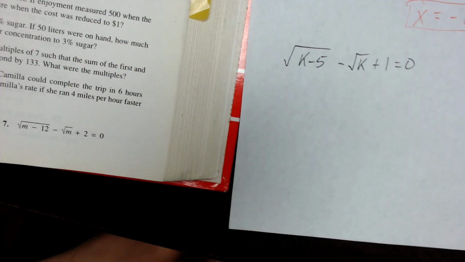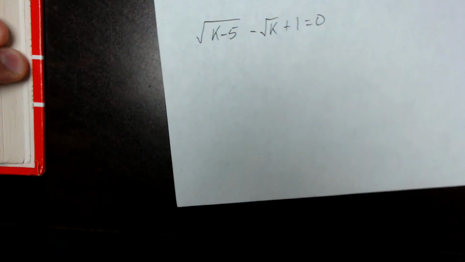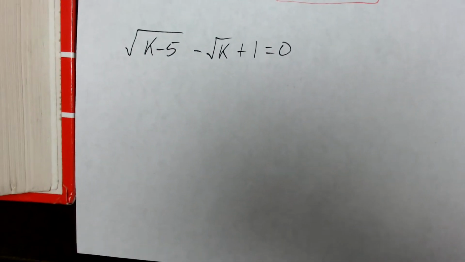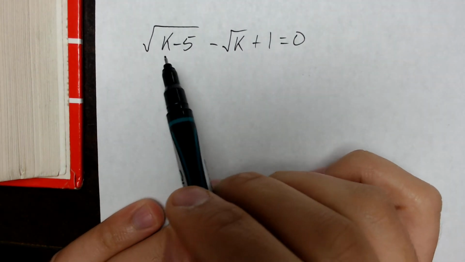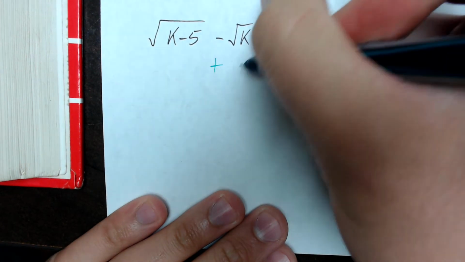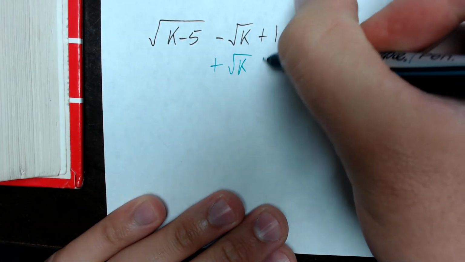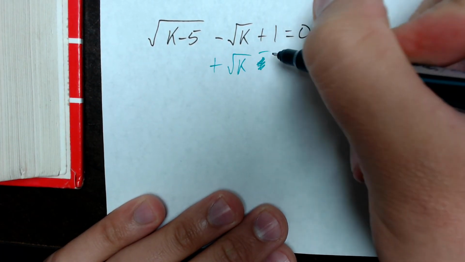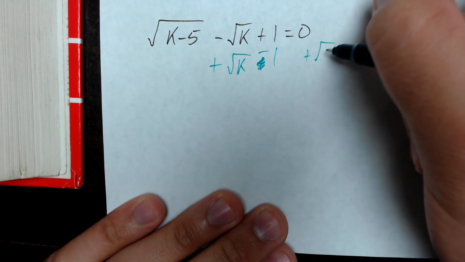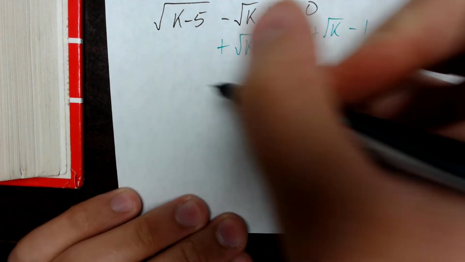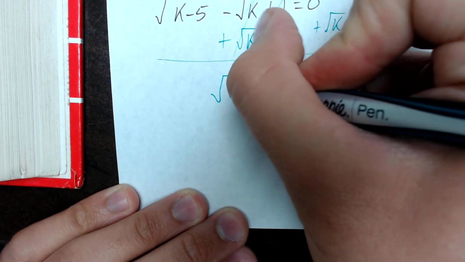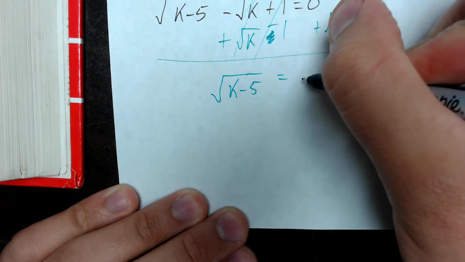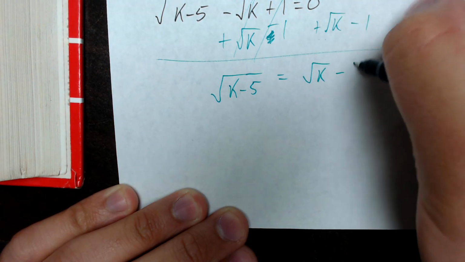Let me make our equation magically appear. Ta-da. Okay, so this is our equation. And like I said, we're going to start by attacking the most complex radical, that being the polynomial. So we're going to move everything except that radical, including the small one. Whoops, that should be a minus, to the other side. So then we get the square root of k minus 5 is equal to the square root of k minus 1.